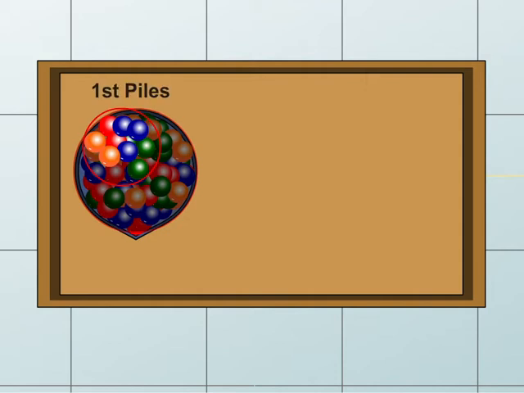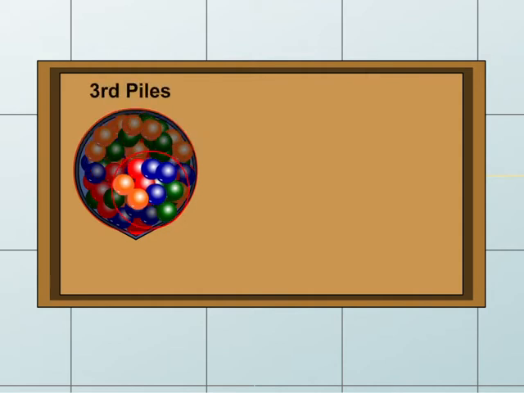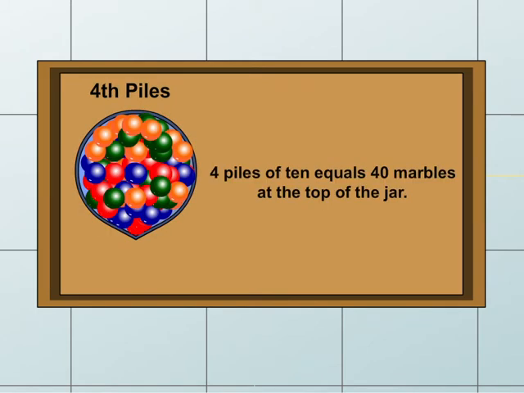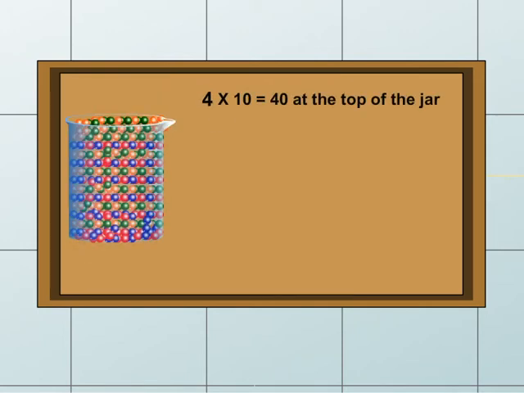1 pile, 2 piles, 3 piles and 4 piles. 4 piles of 10, that is equal to 40 marbles at the top of the jar. So now we have estimated the marbles only at the top part of the jar. To estimate the total number of marbles, we must divide the jar into layers of the same size.